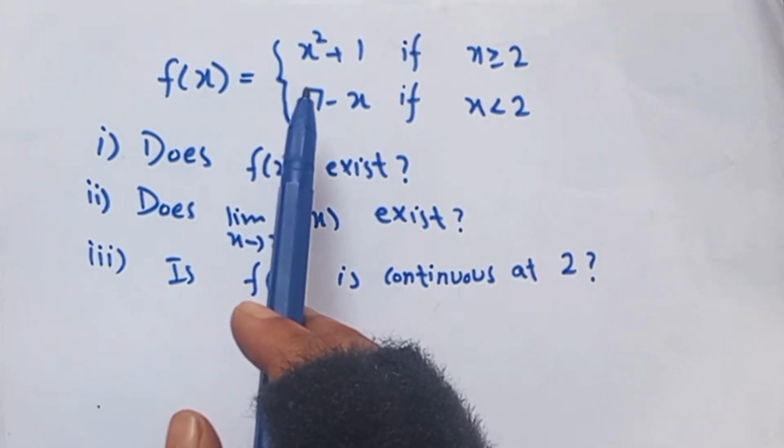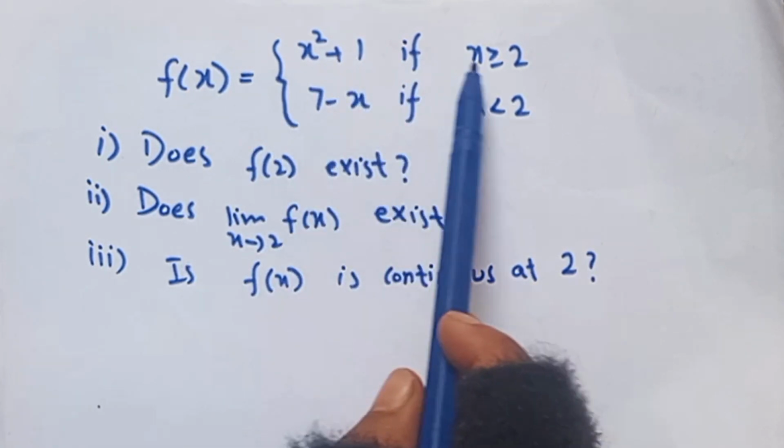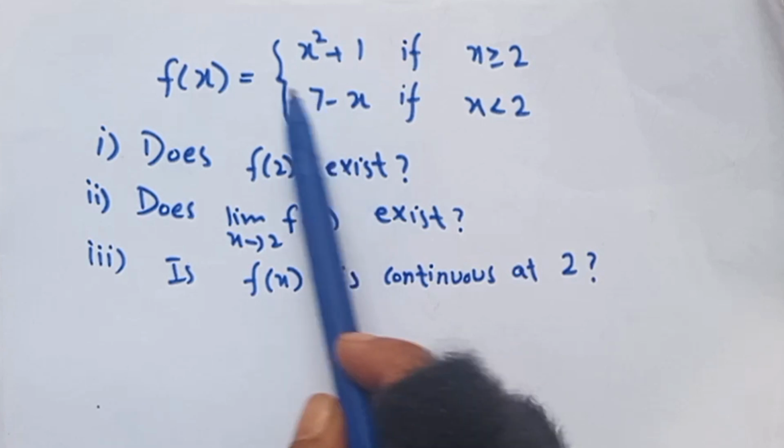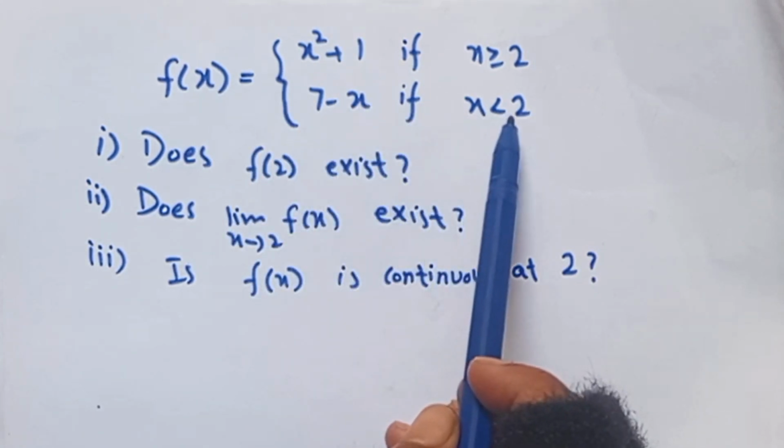And the question is: f of x is equal to x square plus 1. We use this part if x is greater than or equal to 2. And f of x is equal to 7 minus x. We use this part if x is less than 2.